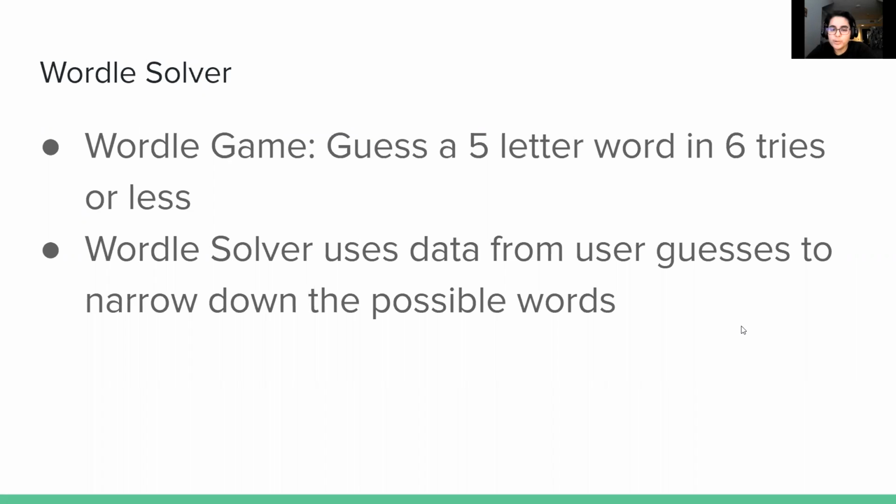There's a popular game called Wordle, which is a word game where within 6 guesses, you need to guess the mystery 5-letter word. As you input your guesses, letters will turn gray if they're not in the word, yellow if they're in the word but you put it in the incorrect spot, or green if you have it in the right spot. So Wordle Solver uses your user input guesses into Wordle to determine what the mystery word might be.